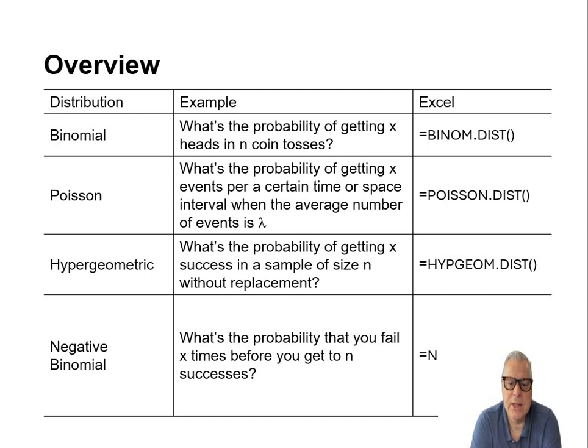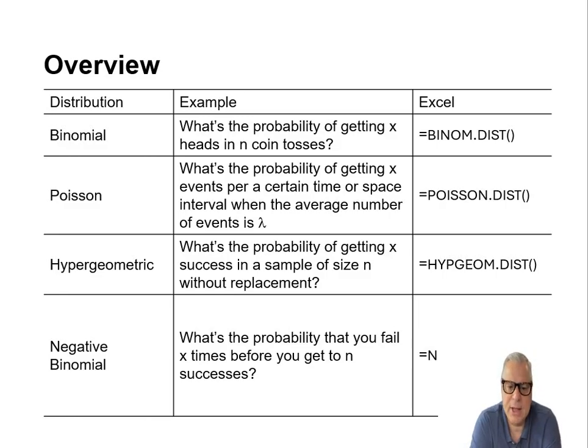Then we will take a look at the Poisson distribution. The Poisson distribution answers questions such as, what's the probability of getting X events per a certain time or space interval when the average number of events is lambda. So let's say we know that during a day at a particular station 10 trains are late, and we want to know the probability that maybe more than 12 are late. That would be the Poisson distribution.